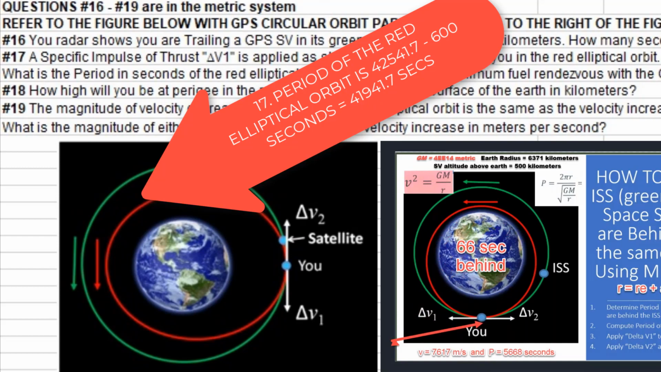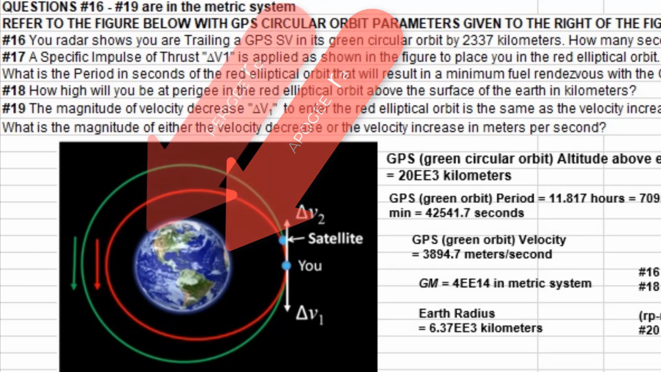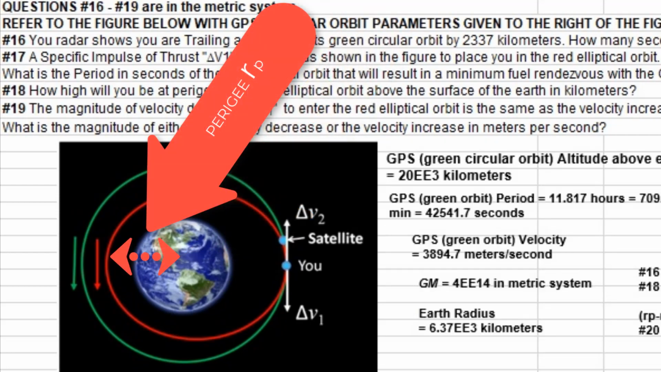In quiz 15, the problem's the same. The red orbit is 600 seconds less than the green orbit, so we know what it is. And now we just have to find the apogee and the perigee in distances, and then use the formulas to find the velocity at apogee and perigee. That would give me the delta Vs.